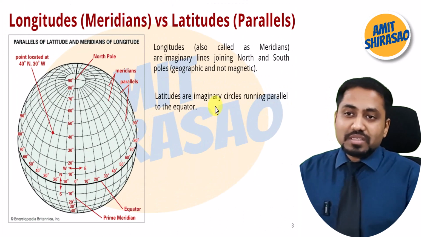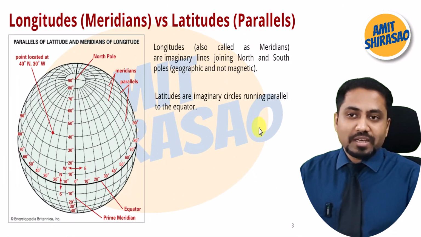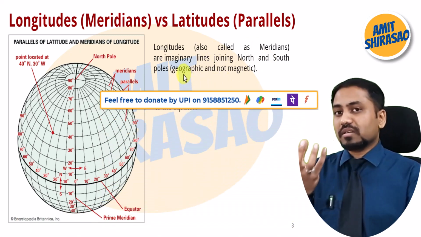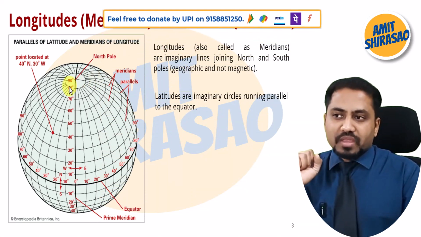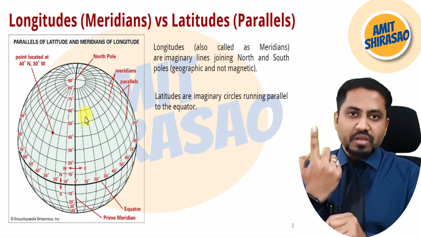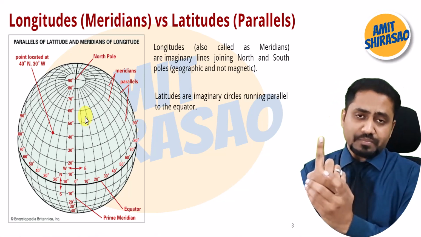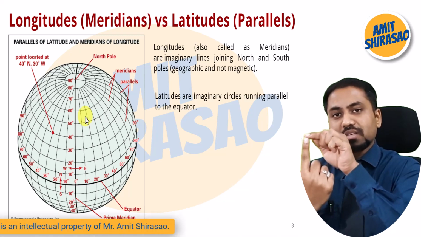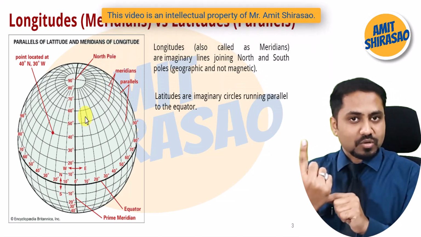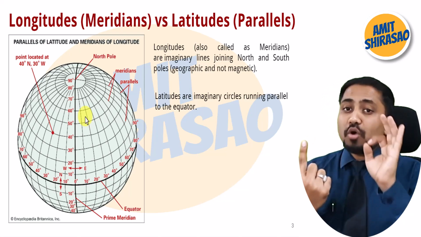Then of course also remember this, that longitudes are also called meridians. These are imaginary lines joining the north and the south poles, the geographical north and south pole. See, Earth rotates, right? So whatever is the imaginary line at the center around which this Earth is rotating, that is called the axis of the Earth. Okay, so where the axis touches the surface of the Earth towards the north, that is called the north pole. Where the axis touches the surface of the Earth towards the south is called the south pole. So north pole and south pole, these are geographical north and south.